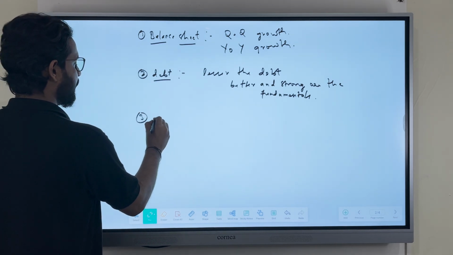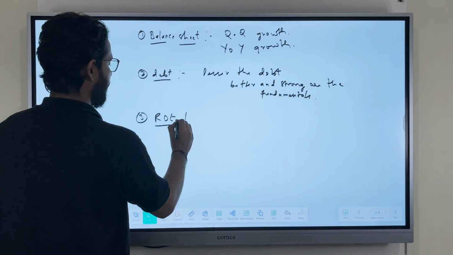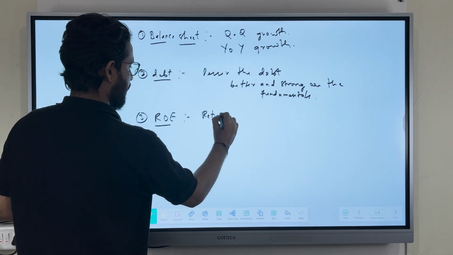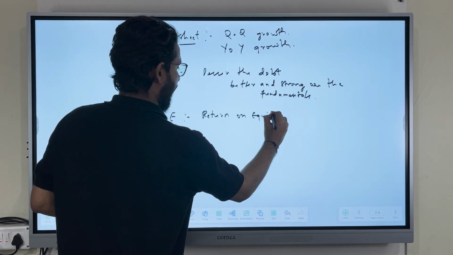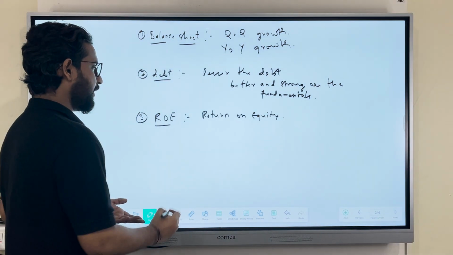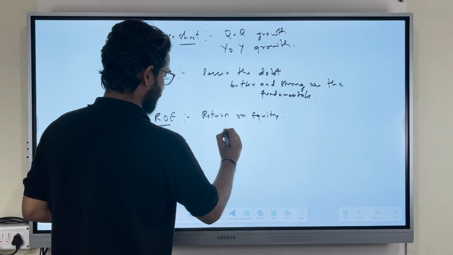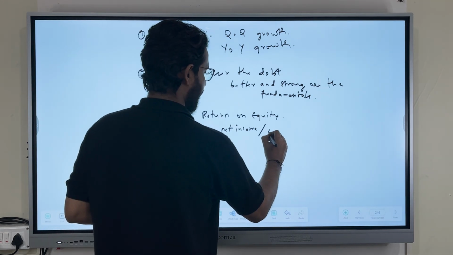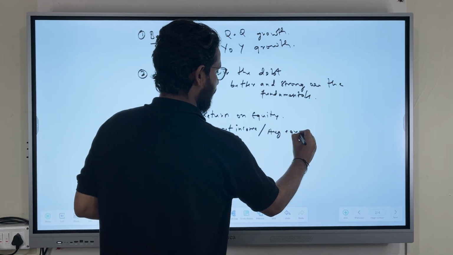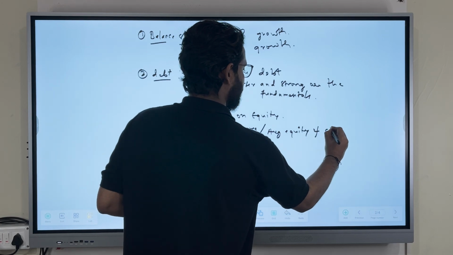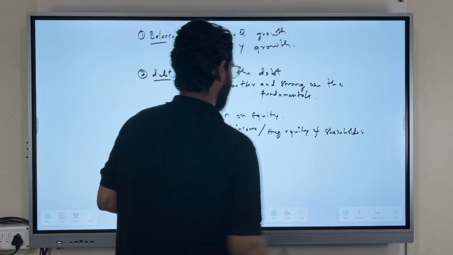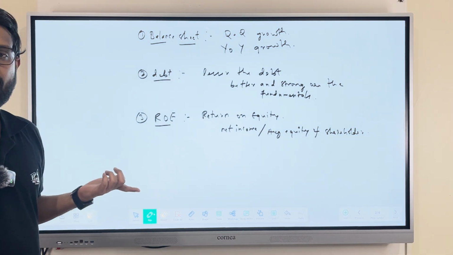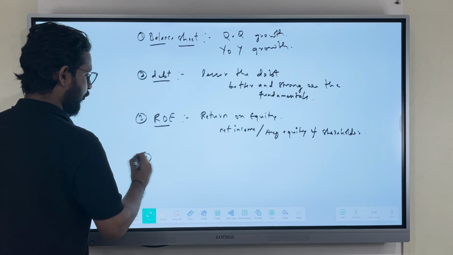The third thing being ROE. It is nothing but return on equity. Now, how is ROE calculated? It has a simple formula, which is net income of the company divided by average equity of shareholders. Now, the more the ROE of a particular company, the better its fundamentals and there is a better chance of getting returns.